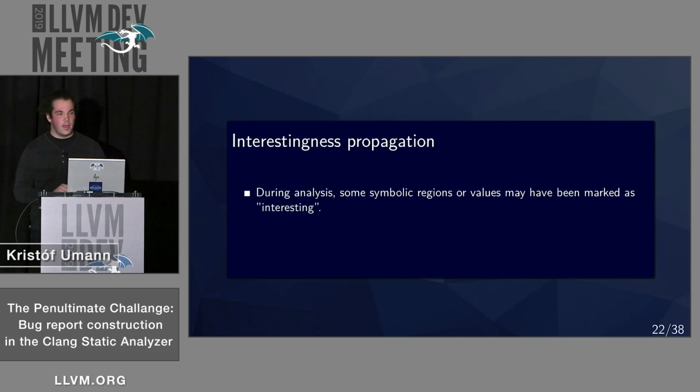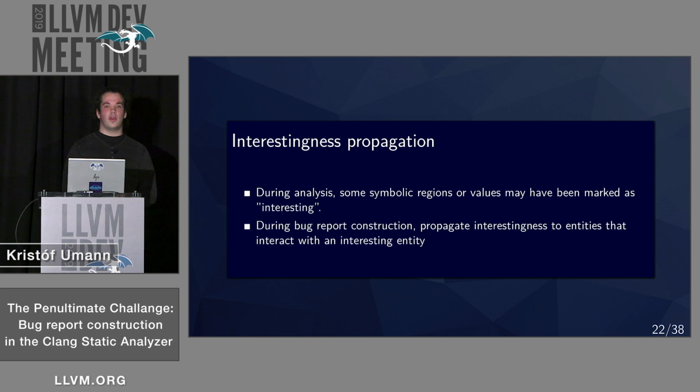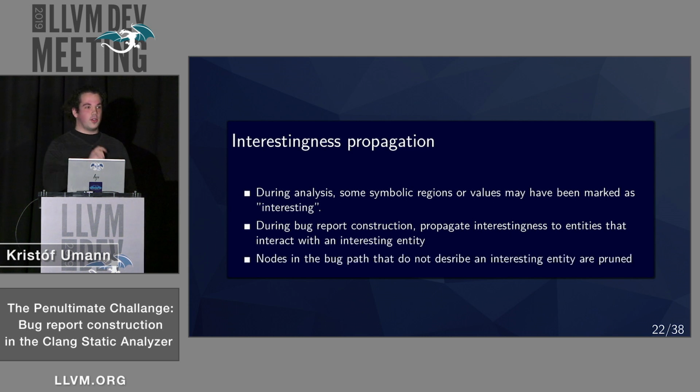Let's talk then about interestingness propagation. During analysis, a variety of variables or symbols will be marked as interesting. And during bug report construction, entities that interact with these variables or with these entities will be marked interesting as well. And in order to use this to minimize a bug report, we can discard diagnostic messages that do not describe an interesting entity.